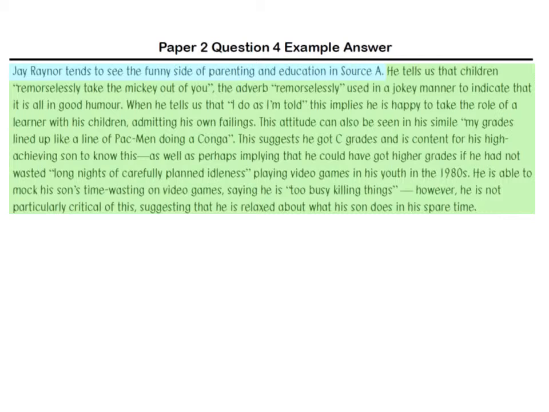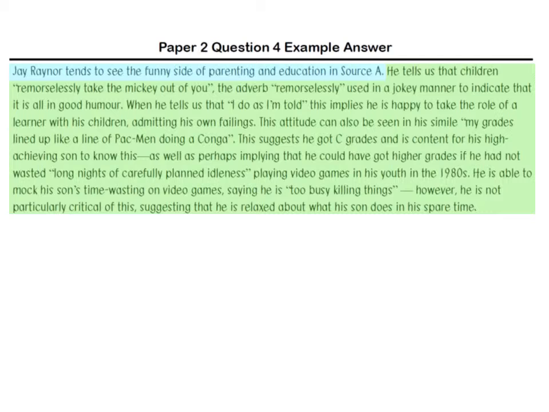When he tells us that "I do as I'm told", this implies he's happy to take the role of a learner with his children, admitting his own failings. This attitude can also be seen in his simile, "my grades lined up like a line of Pac-Men doing a conga". This suggests he got C grades and is content for his high-achieving son to know this, as well as perhaps implying that he could have got higher grades if he had not wasted long nights of carefully planned idleness playing video games in his youth in the 1980s.